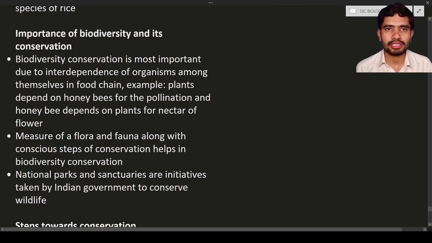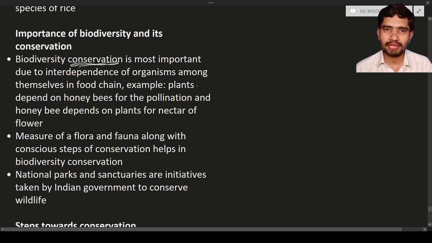Next, the importance of biodiversity and its conservation. Why is biodiversity important? So here you see biodiversity is most important. Its conservation is also most important. What happens if biodiversity is not conserved? What happens if biodiversity is damaged? So if you see an example, the plants are going to grow flowers. The flowers are present on the plants.